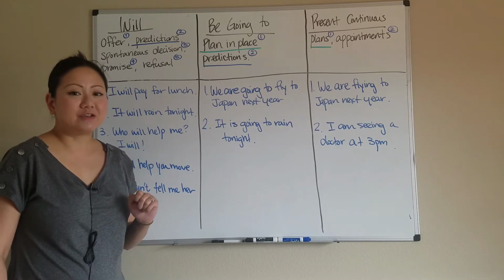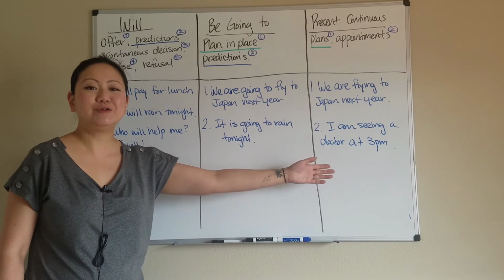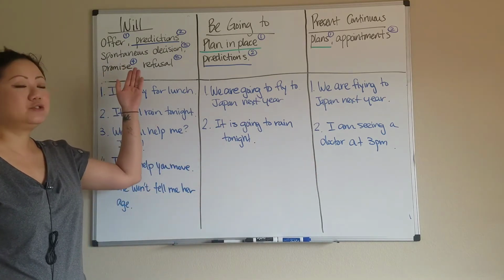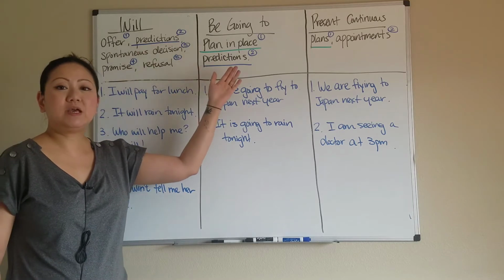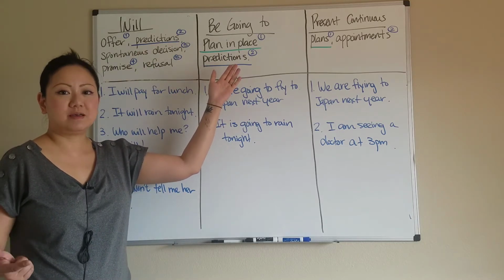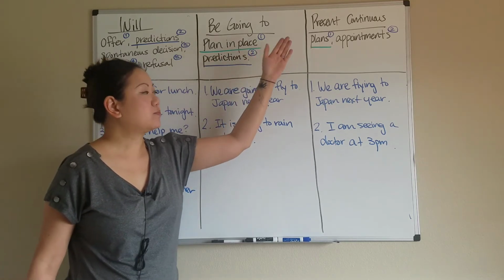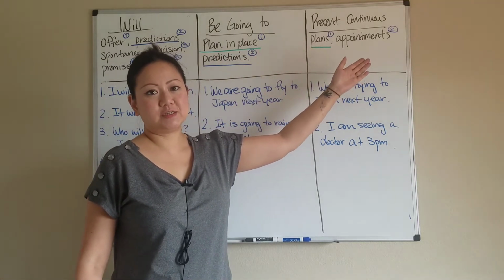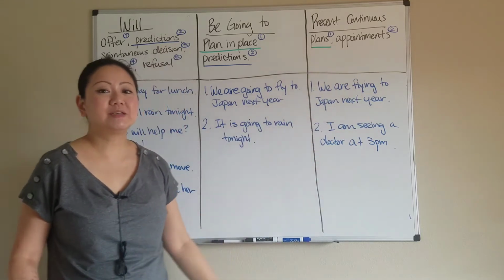So let's get started today. Today we're going to talk about 3 ways to talk about the future. So first is using will plus the base form of the verb, or be going to, am, is, are, plus going to, and the present continuous tense, which is the be verb plus the verb ing. Okay, so let's get started today.